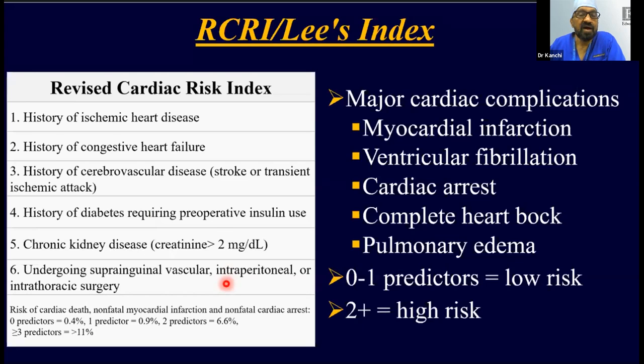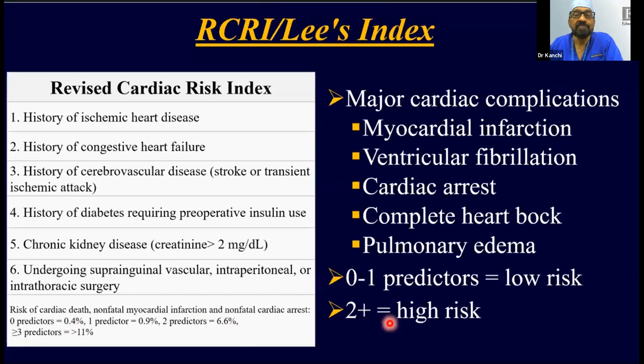If you add up all the risks depending upon the presence or absence, and if the predictors are 0, the expected risk of death or the major adverse cardiac events is 0.4%. If there is 1 predictor, it is 0.9%. If there are 2 predictors, it is 6.6%. If there are more than 3 predictors, it is 11%.